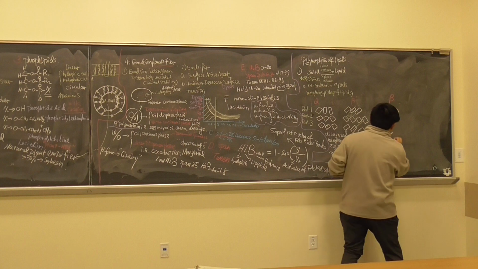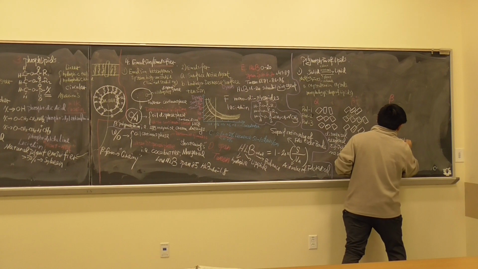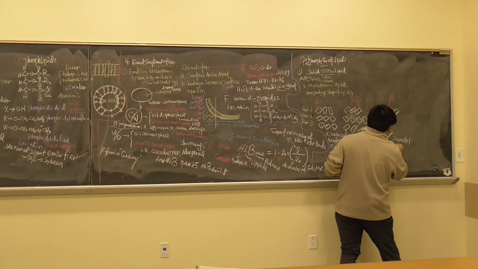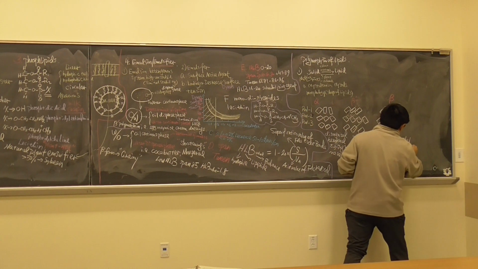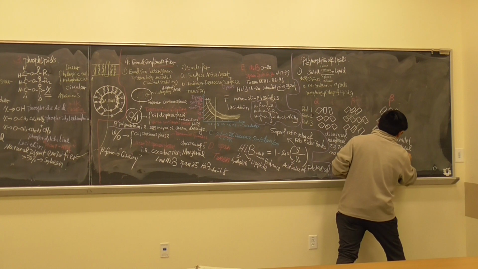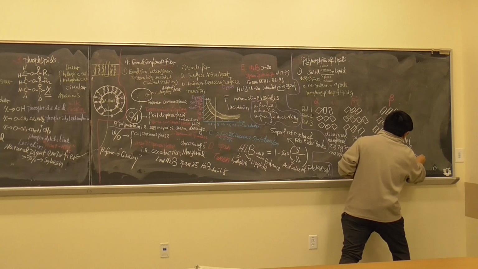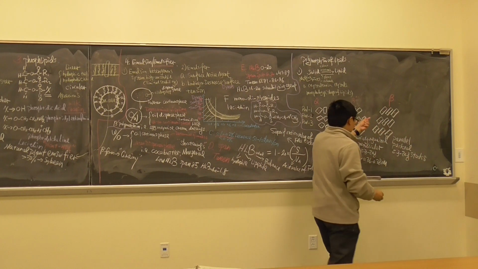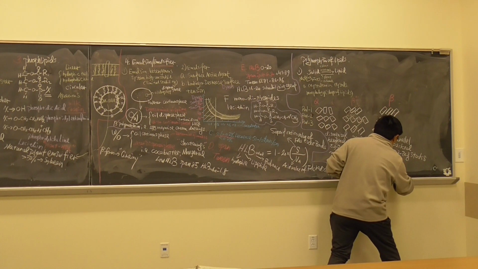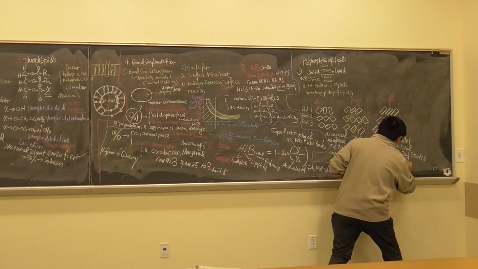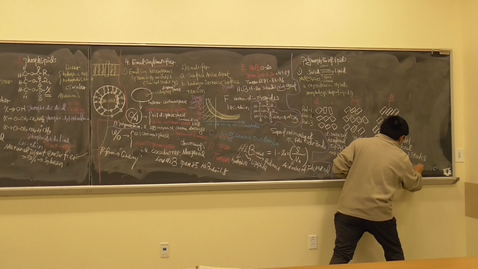So this is what we call a parallel packed zigzag stack. And the distance, the space between that, is around 0.32 to 0.34 nanometer.